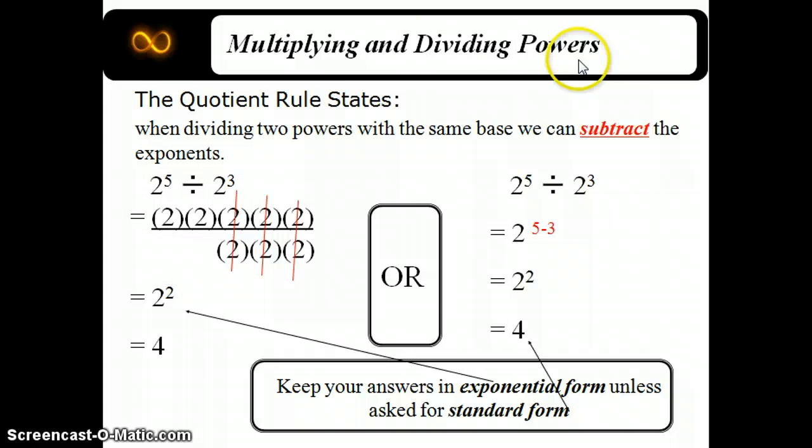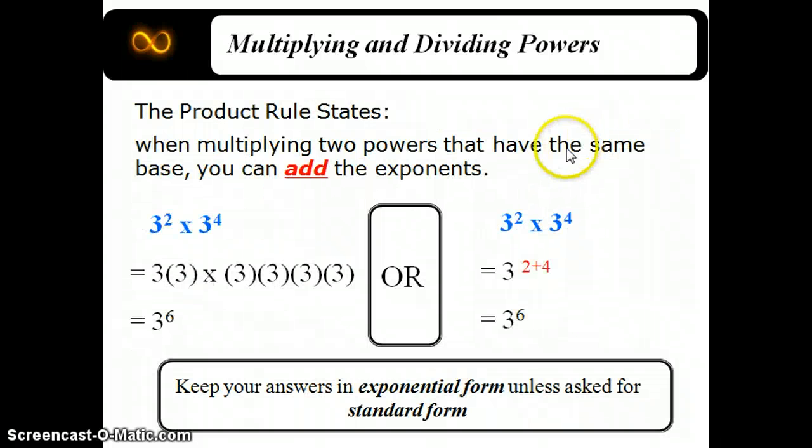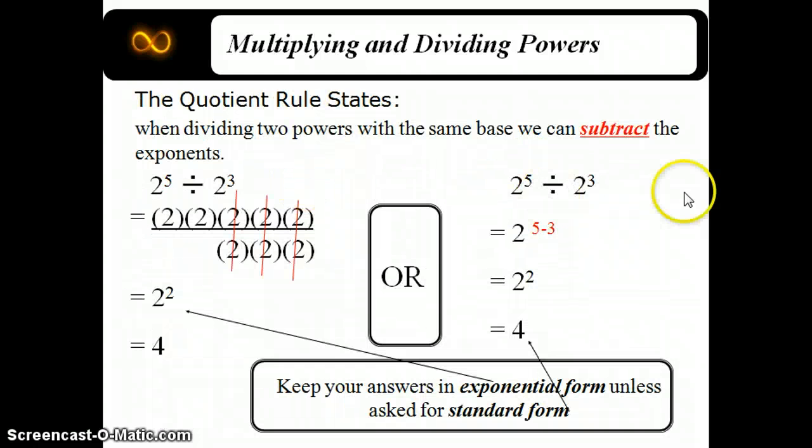Now let's talk about dividing powers. Dividing powers is the quotient rule. The quotient is the answer of a division question. The quotient rule states when we're dividing two powers, and again, the same base is needed, we can just subtract. So here, when we were multiplying, we added, and now we're dividing, we can subtract.